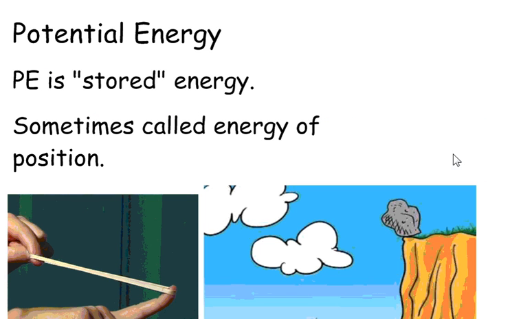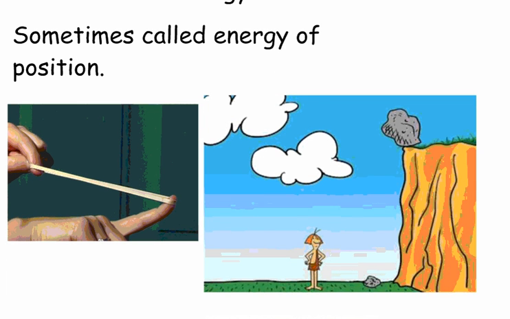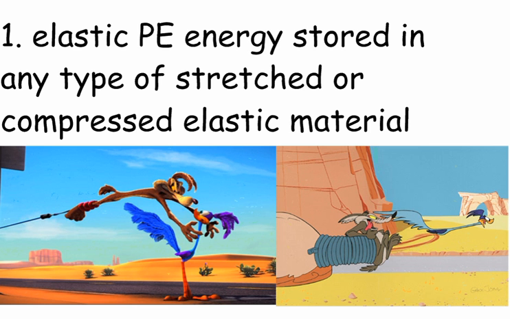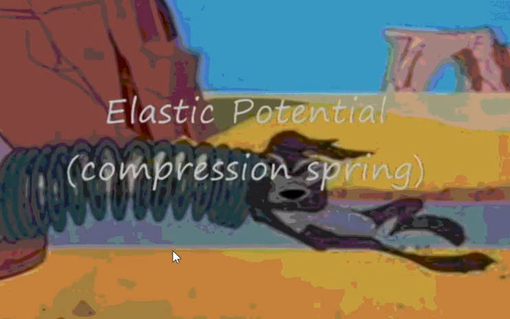We had talked about potential energy, how it's a stored energy. And we looked at the rubber band with elastic potential energy, and then we looked at gravitational potential energy in the rock. We watched the Wile E. Coyote and the Road Runner. Then we looked at elastic potential energy.